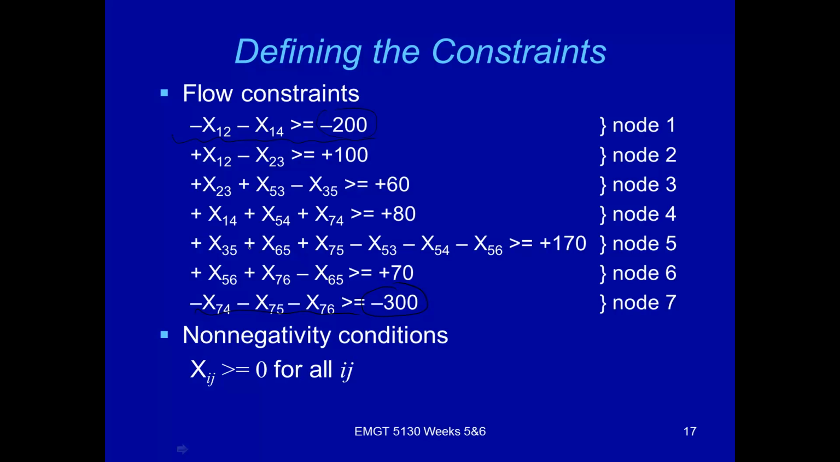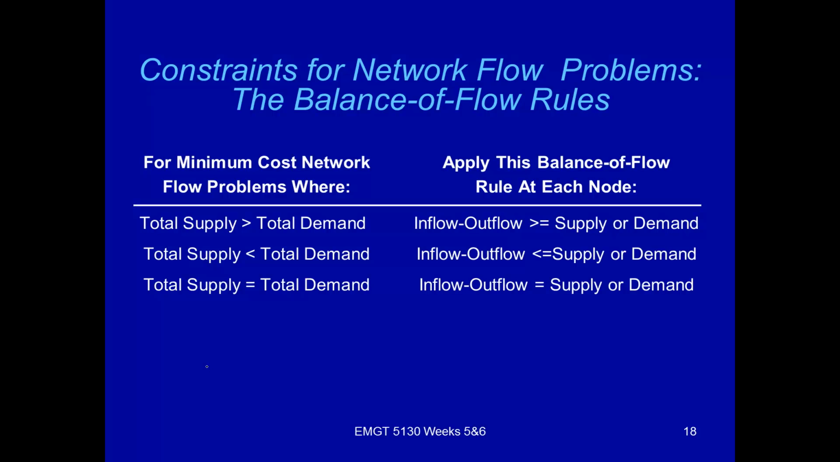Okay, and so inflows minus outflows. So this one, by looking at the constraint, you can tell that's node 4, which is a demand node. It does not have outflows. Okay, so all the constraints take the same format. Inflows minus outflows greater than or equal to the supply, with the supply represented by a negative value, or the demand. Okay, and last we need to add a non-negativity constraint for all the decision variables. Okay, and this constraint standard format is called constraints that follow the balance of flow rule.